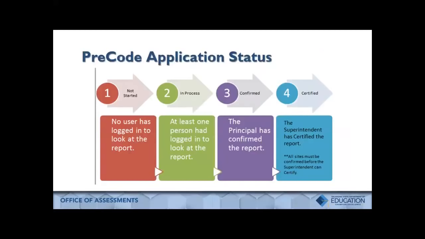The third is confirmed, meaning that the principal has confirmed that report. And the fourth is certified, meaning that your superintendent has certified the report. And before the superintendent can certify, all sites must have been confirmed by the principal. If a report is certified by the superintendent and additional changes need to be made, it can be uncertified, but that does require you to contact SDE to do that. And that is only if those changes need to be made prior to the deadline.